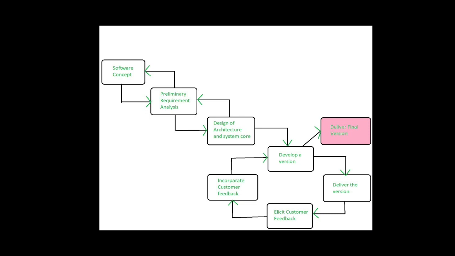The evolutionary model solves this problem with a different approach. It suggests breaking down the work into smaller chunks, prioritizing them and delivering those chunks to the customer one by one. The number of chunks is large, and so is the number of deliveries made to the customer.